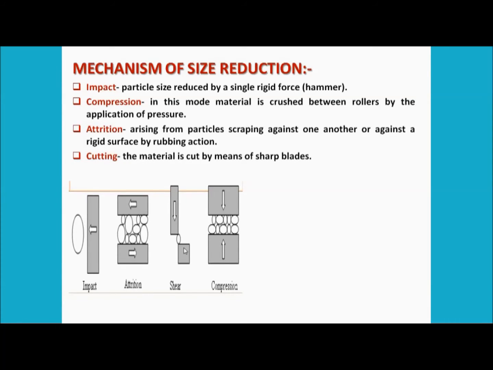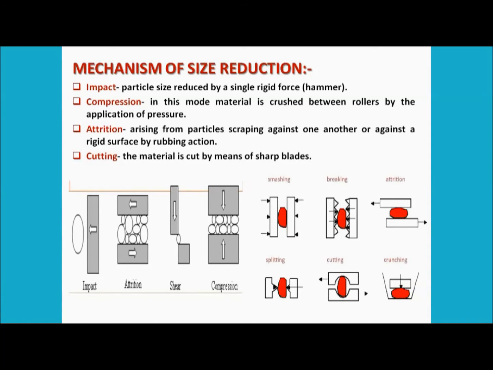You can see the force is applied here. This is a stationary object. This is the particle. When you are applying force here, it will get crushed. This is the compression. You are applying force from this direction and from this direction. In between there are particles which are getting crushed. Moreover, you can also apply smashing. This compression can also be termed as smashing. Force is applied in this direction, it is smashed. This is the breaking. Again, this is the attrition, right? This is the splitting in two equal halves. This is the cutting, and this is the crunching. So these are different mechanisms via which size reduction can be achieved, right?